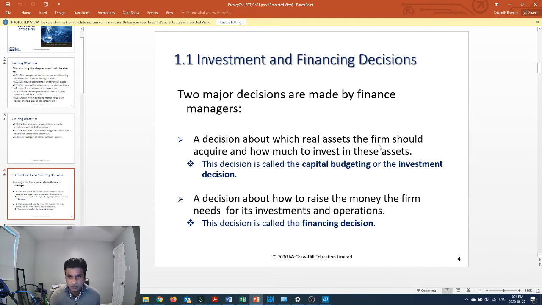So a firm needs to make different investment decisions, and this decision is known as the capital budgeting or investment decision, right? And how to pay for all these investments and all these real assets which you end up acquiring is known as the financing decision. Okay, so these are your first two big decisions, and these two decisions are typically made by a person called the finance manager, or just a manager.